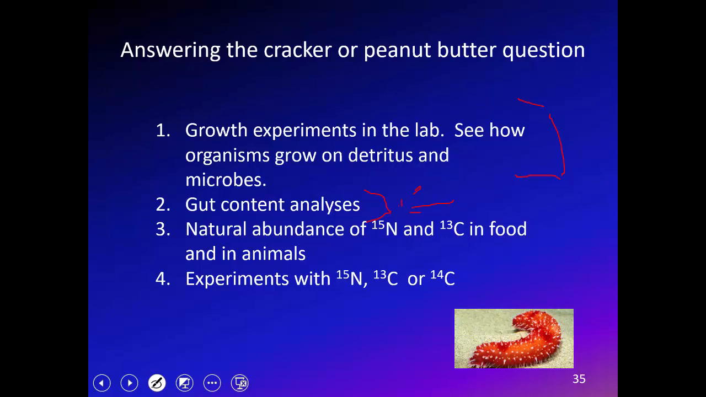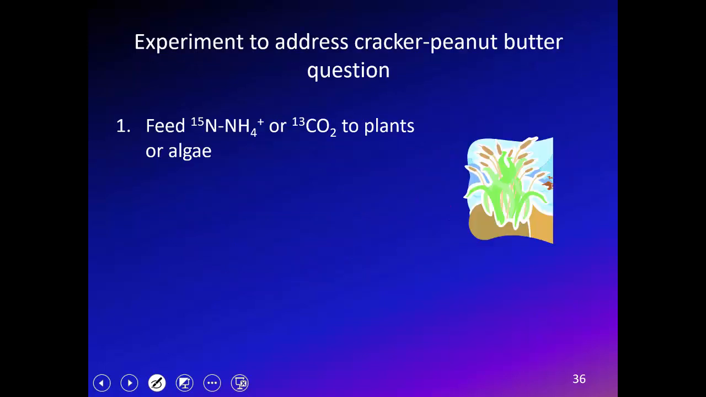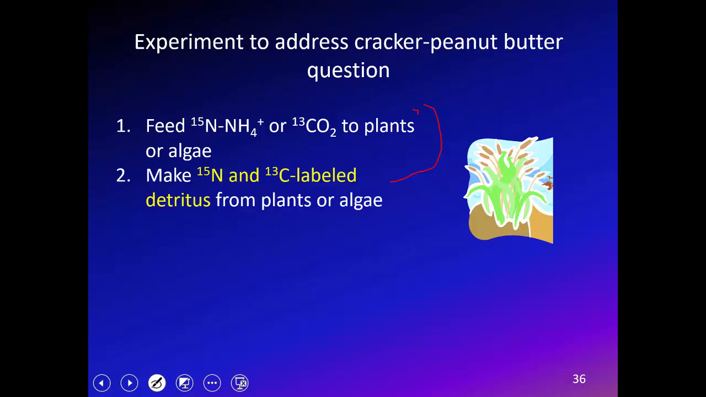Now, this is where you're labeling up food with these isotopes. These are two stable isotopes. They're not radioactive. C14 is a radioactive isotope of carbon. So I'll just stick to the stable isotopes. You feed to plants or algae, in order to make the detritus, either N15 ammonium or C13 carbon dioxide. And so then you're making that detritus from plants or algae that's now labeled with those stable isotopes. And then you do that also for the microbes.